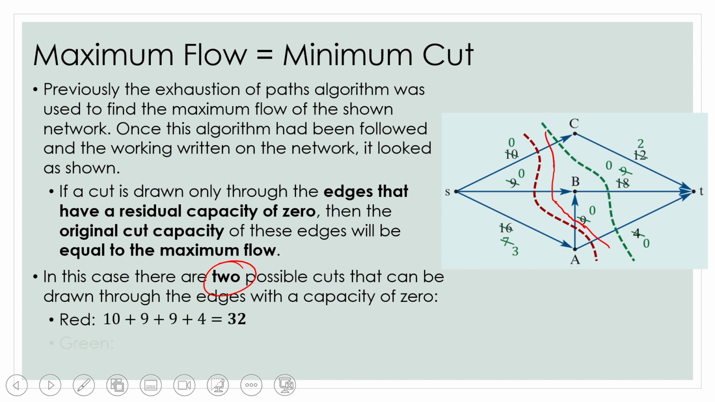And there's the other one in green, which again still produces the same number as we just said before, following through the zeros.